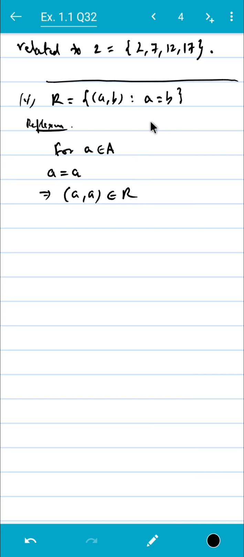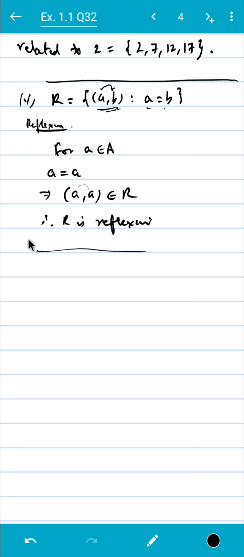You see, because when will (a, b) belong to R here? If a is equal to b, if the first element here is equal to the second. That means automatically it will be true for (a, a), because a is equal to a. So this means that all elements (a, a) will belong to the relation R. So therefore R is reflexive.